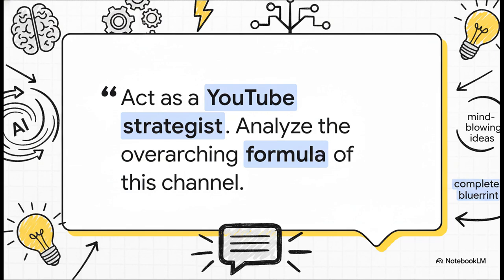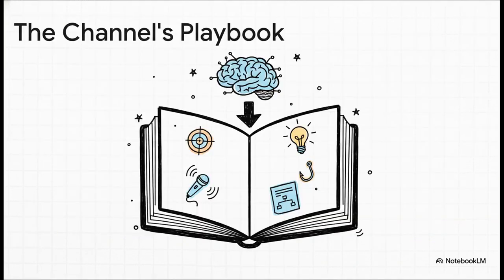This basically tells the AI to put on its YouTube strategist hat and give you a complete blueprint of the channel's entire formula. And this is what you get back, a full, detailed breakdown. It'll tell you the target audience, the best topics, the tone and energy, how they hook you in the first few seconds, the typical script structure, I mean everything.